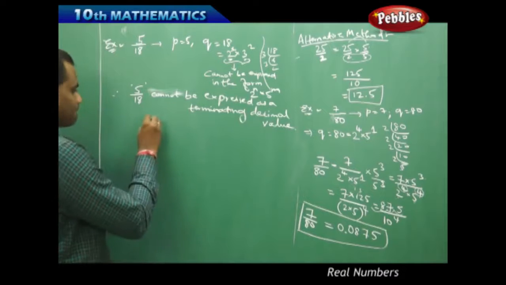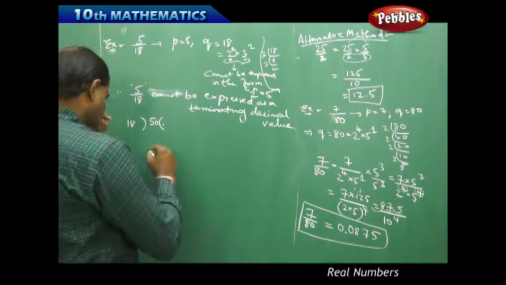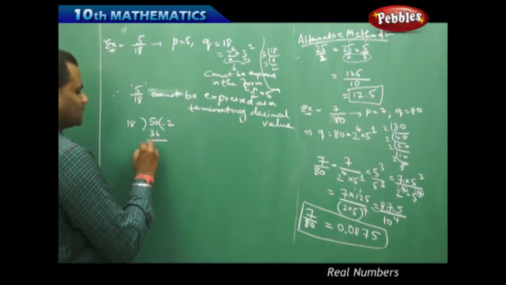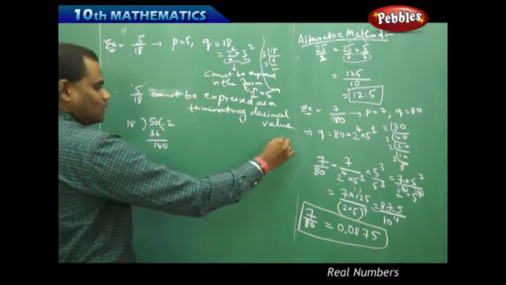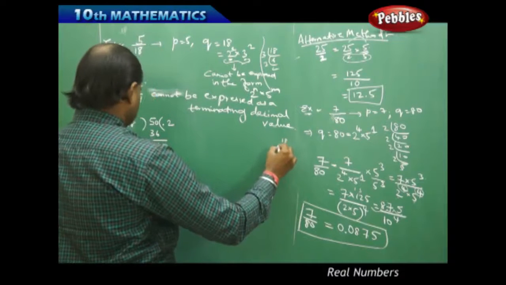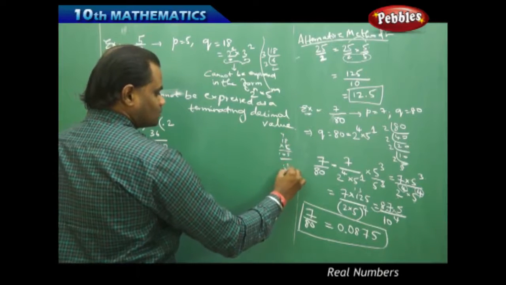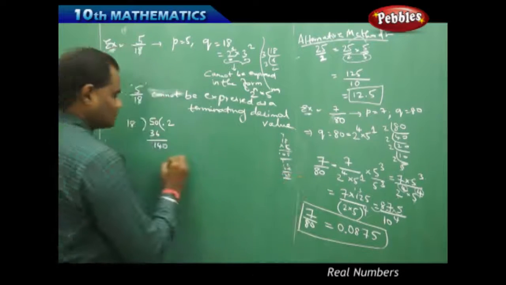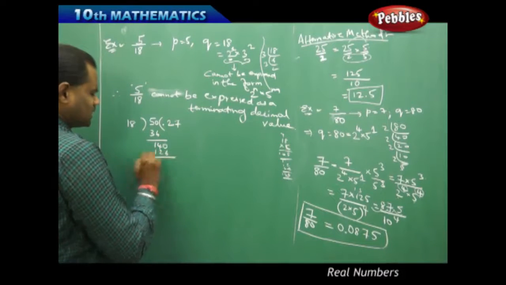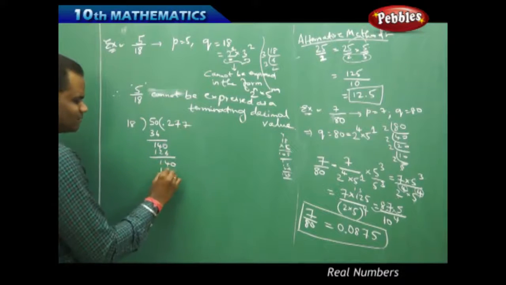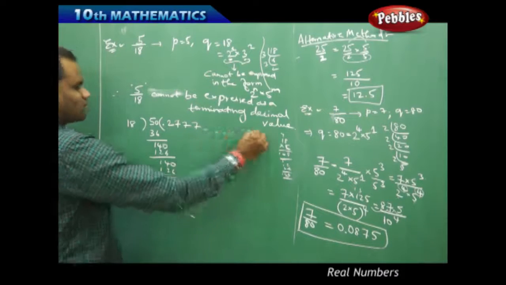So randomly I divide this 5 over 18 as 0 point, 18 twos are 36, 40, 14, 140, and 140 when taken 8, 18 threes, 18 fives, so 7 times is 126, and then 14 again 7, 126, and 14 again, 7 times 126, and so on and so forth.